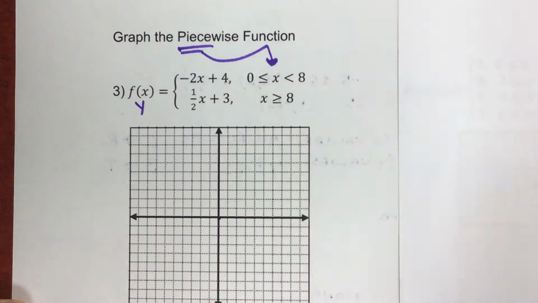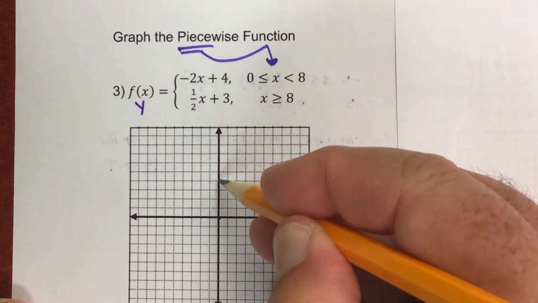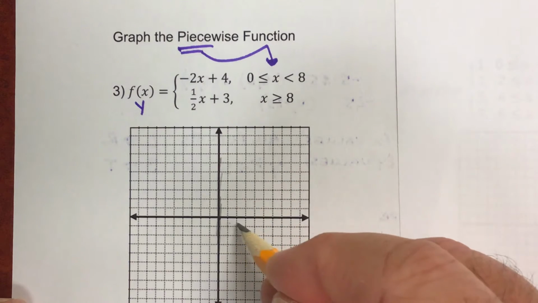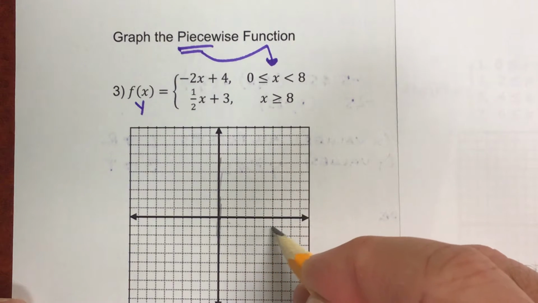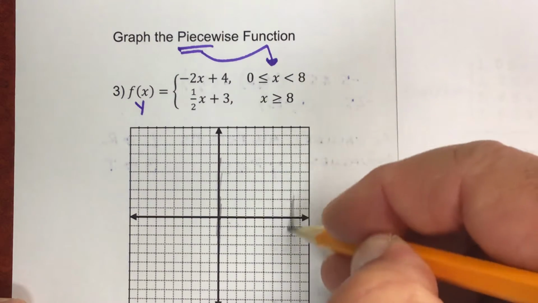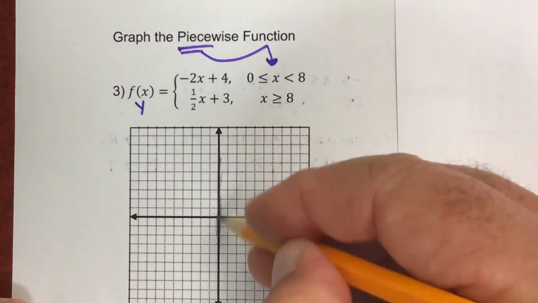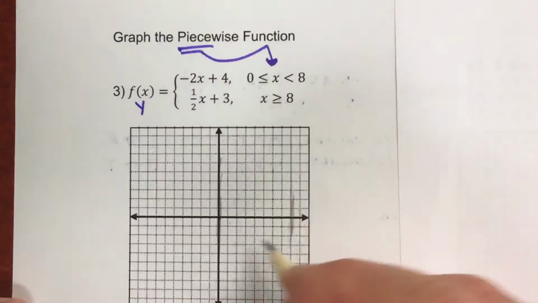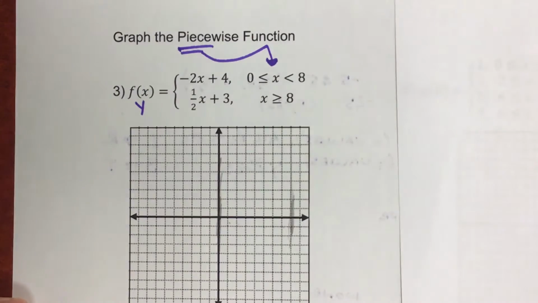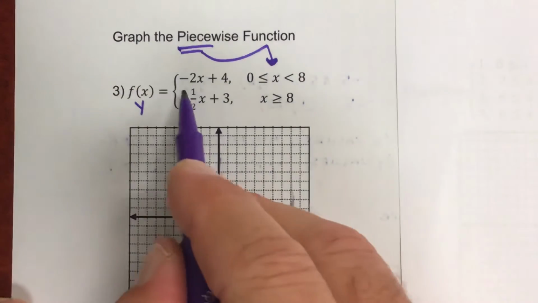So 0 to 8. I'm going to put my start and my ending. So I only want it from here, then 1, 2, 3, 4, 5, 6, 7, 8. I want it over here. So this is the box that I want it in. I only want that line from here to here. Okay? So how do you do that? Well, first, let's just go ahead and graph this line.